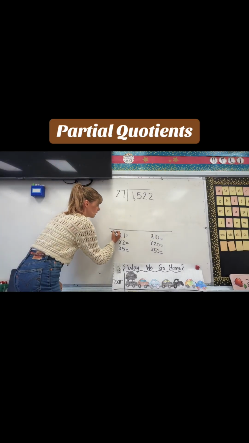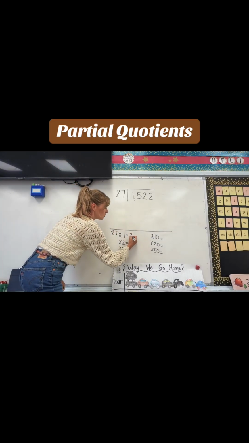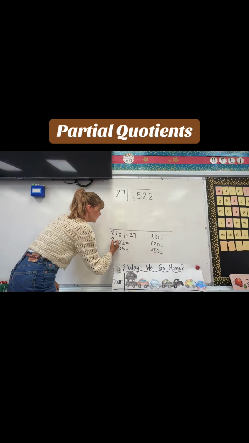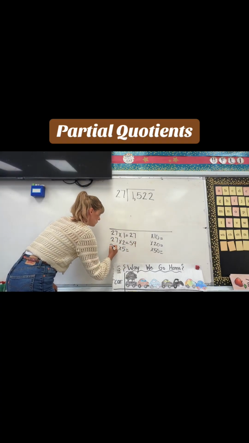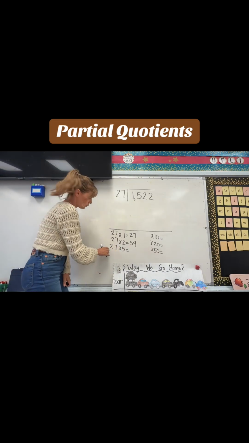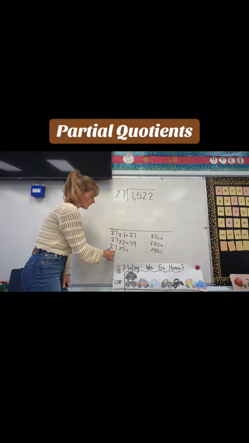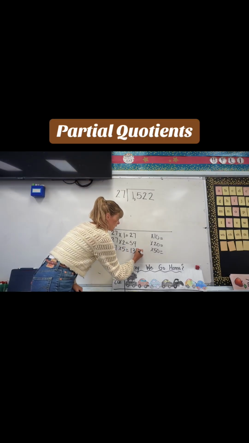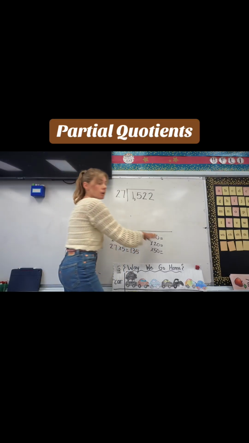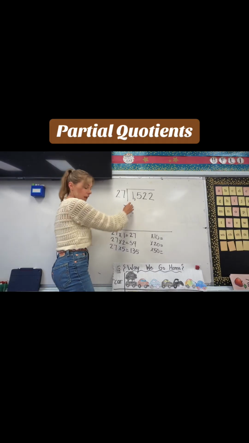So we're going to take 27 times 1 is 27. 27 times 2 is 54. And 27 times 5: 20 times 5 is 100, and 7 times 5 is 35, so it's 135. Now, I'm going to make some bigger numbers to use because this is a pretty large number here, okay?